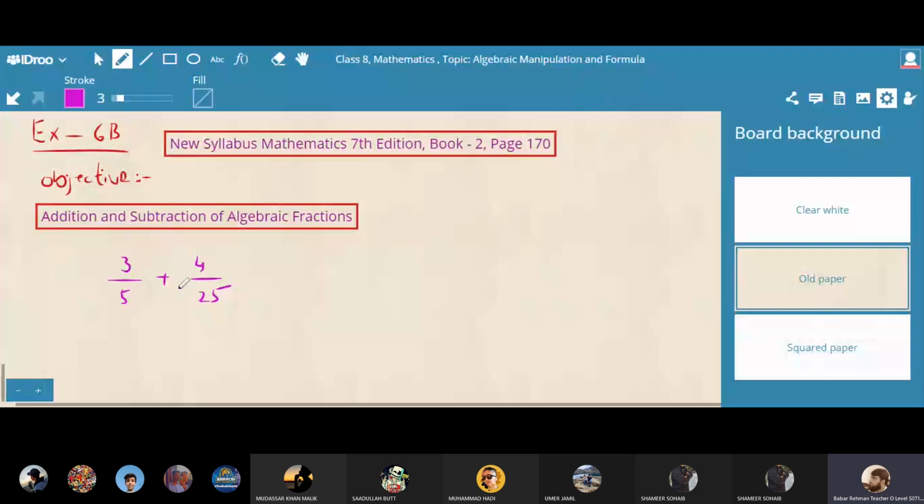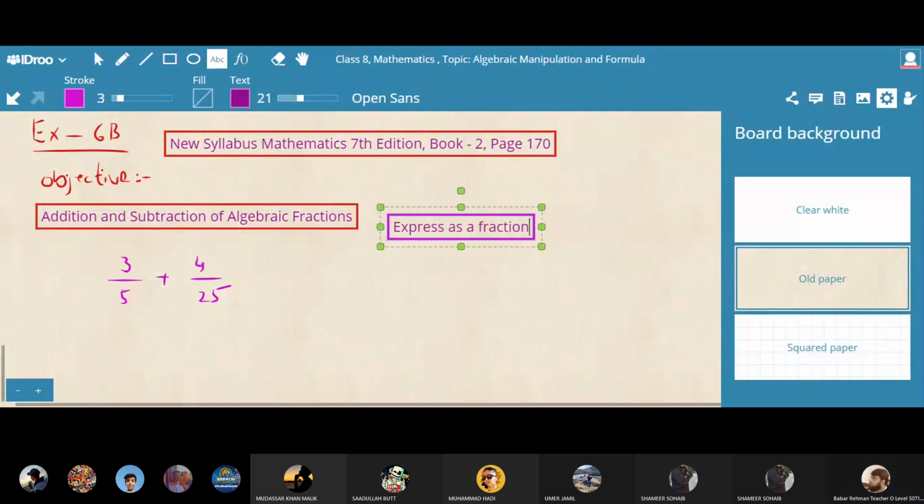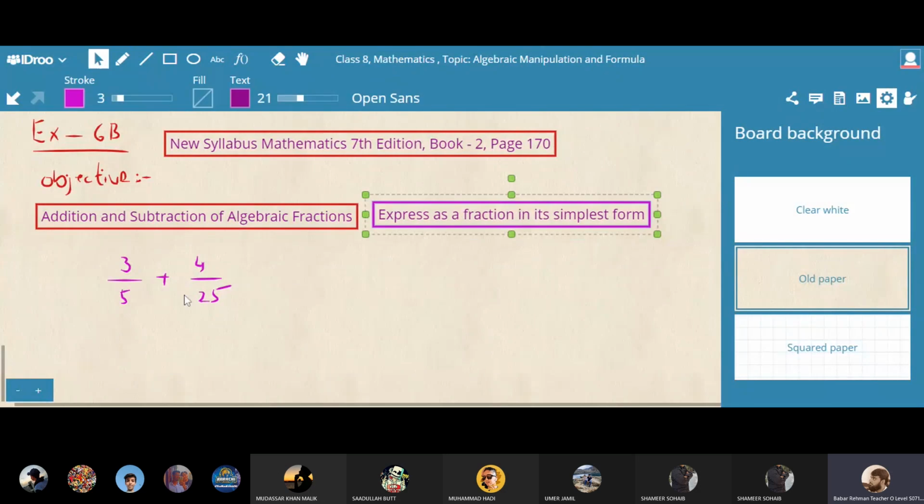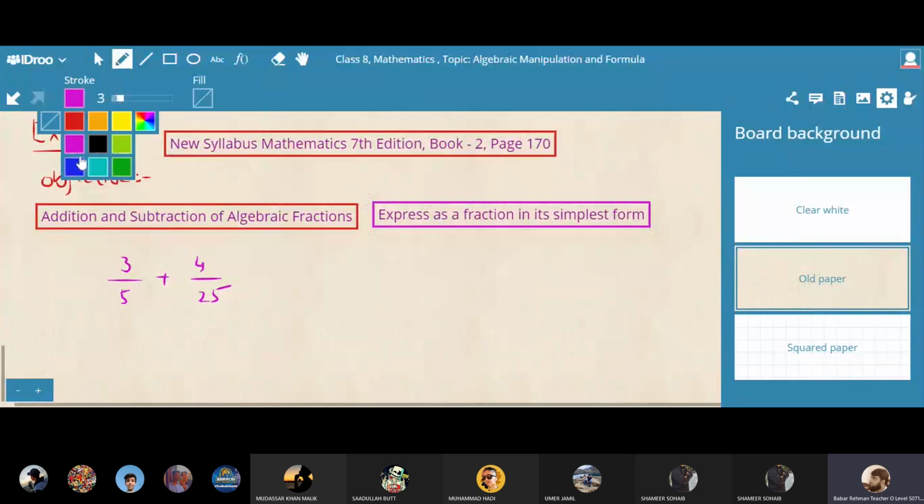Addition and subtraction. What we are going to do: express as a fraction. Please pay attention. Express as a fraction in its simplest form. Students, you have to express this fraction in the simplest form. This is not in simplest form. I will do it in simplest form.